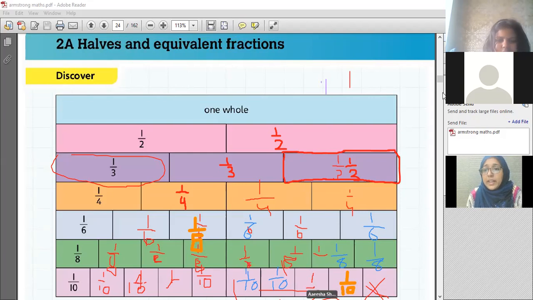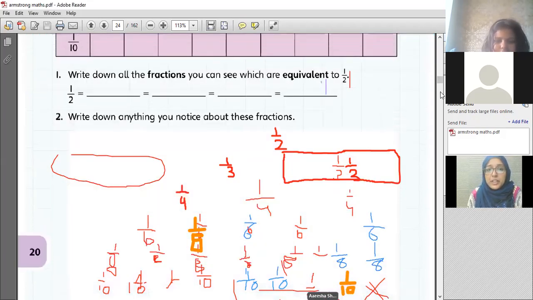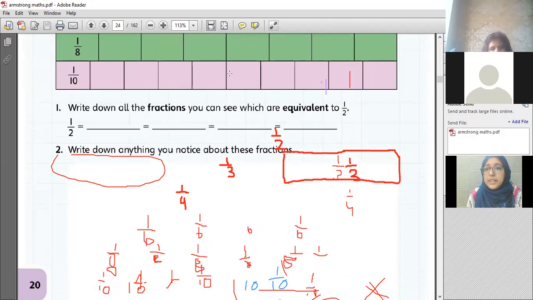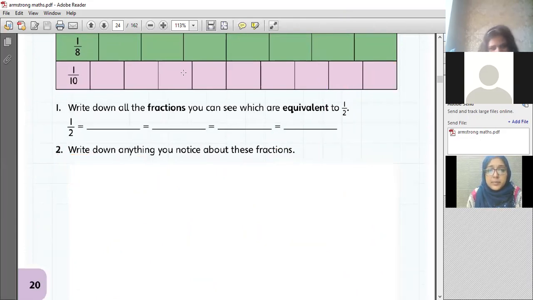Okay. Now, can anyone tell me what are the equivalent fractions of half? Write down all the fractions you can see which are equivalent to half. 2/4. I'll just erase all this. Please complete all this part in your textbook. I'm done, ma'am. Good. 2/4. Now another fraction. Anyone? 3/6.